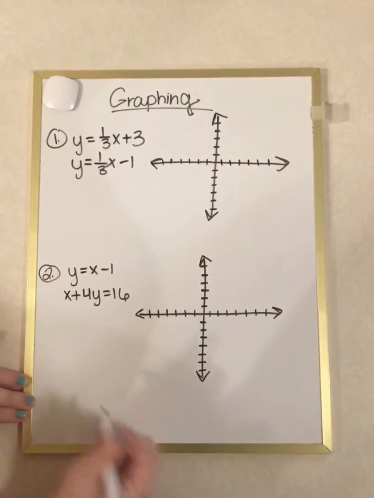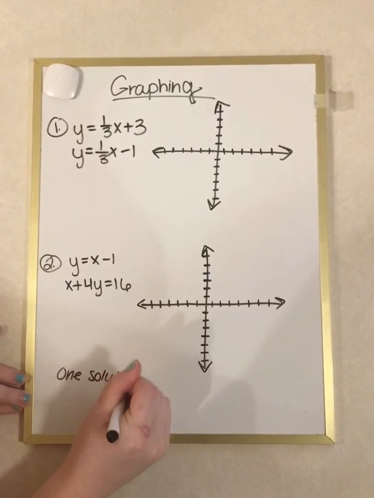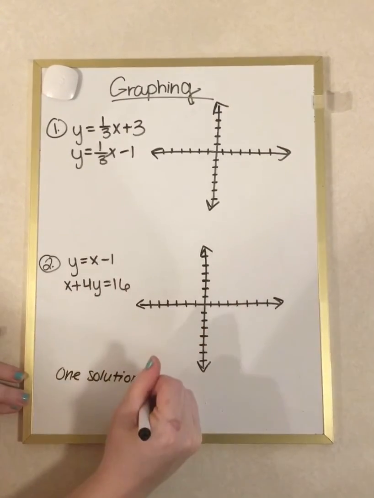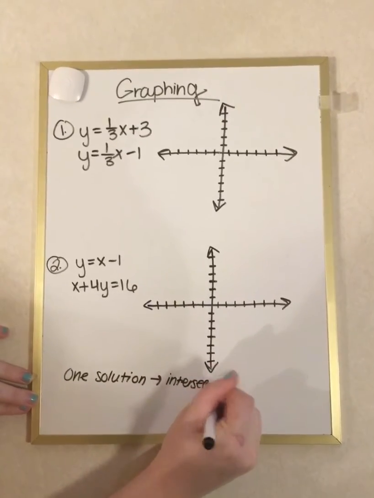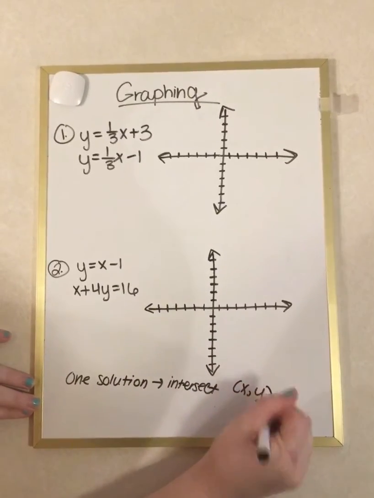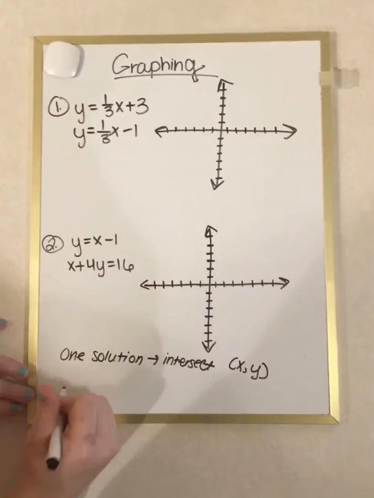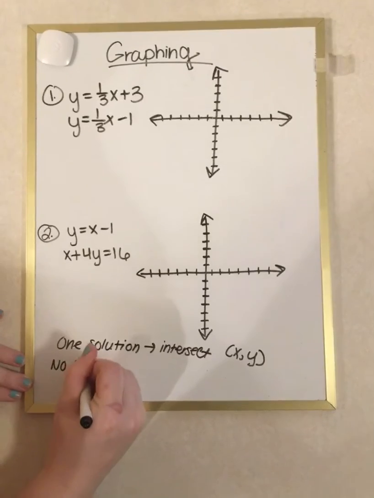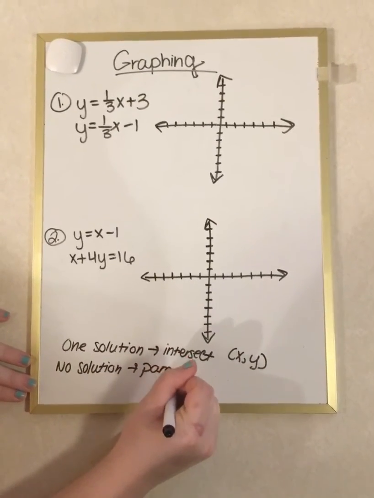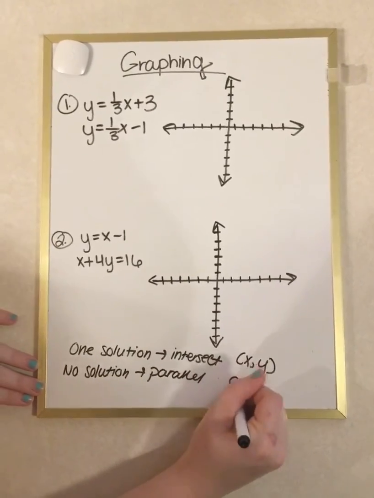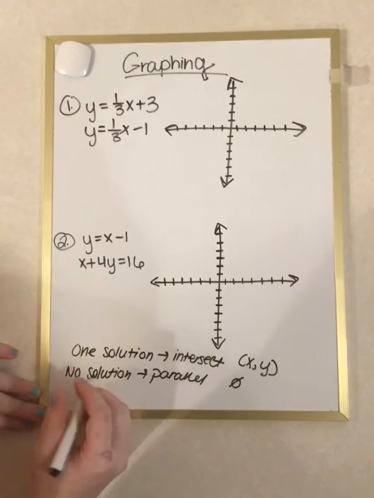Remember, we can have 3 types of solutions. We can have one solution, which means that the 2 lines are going to intersect in one spot. And the answer will look like an ordered pair. So wherever the point is on the graph that they cross, that is your solution. You can have no solution. So that means that the 2 lines were parallel, meaning that they have the same slope. You write your answer with the empty set, or you could just say no solution, whatever you prefer.